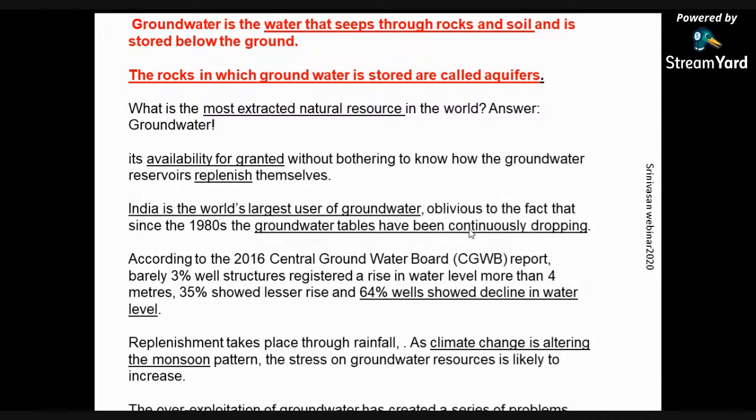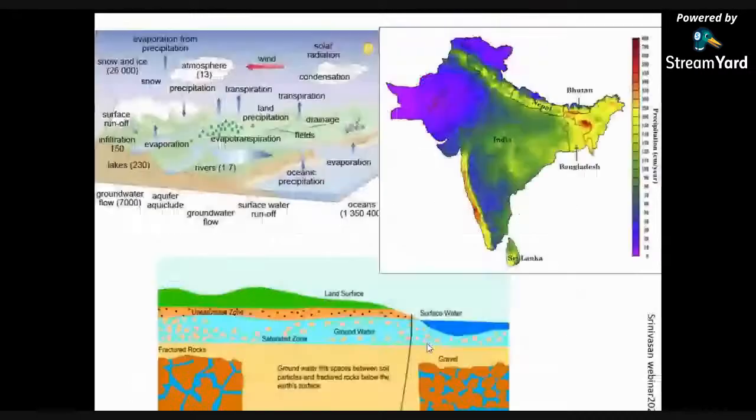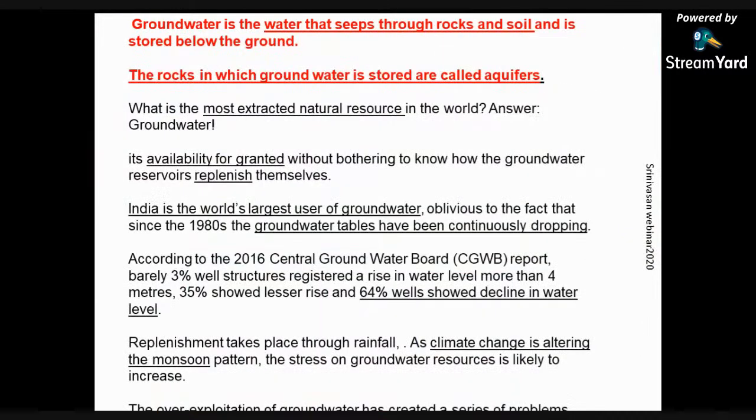It is the basic survival medium. நீரின்றி அமையாது உலகு. So groundwater is the basic sustenance aspect. Water is the most valued commodity, but because of our over extraction and usage, the Central Groundwater study says 65% of the wells show decline in water level.